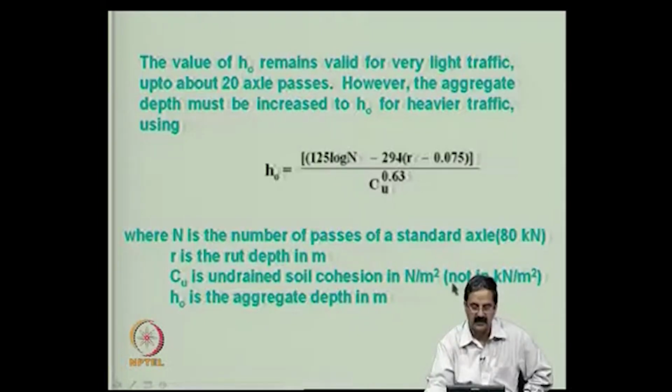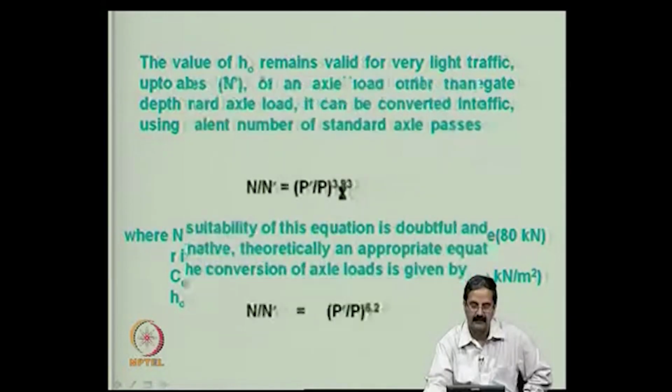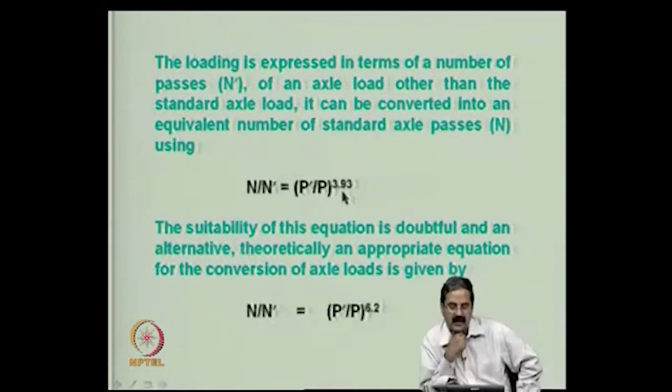Cu is in Newton per meter square, okay. So, if you know this number, then it also takes care of, say for example, you may get some H in the previous value, but this H will be a little higher because you are considering the traffic load as well. That is one thing.